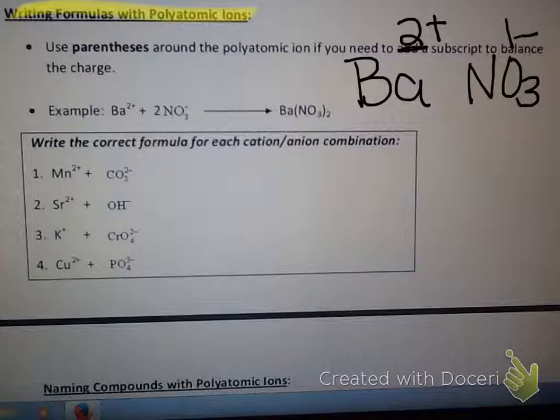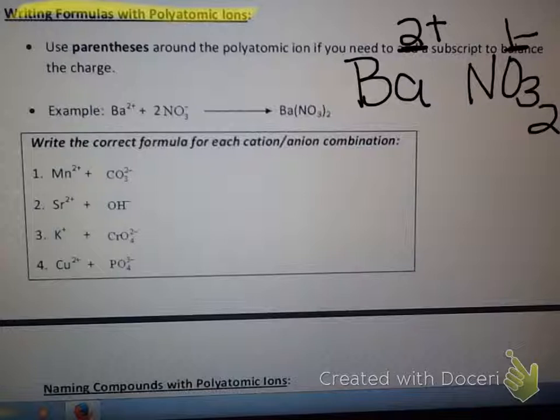You could bring the integers down, so the 1 and the 2. We typically don't write the 1, so we won't write that. But we're going to bring the 2 down here, okay? And we're going to put the 2 here. Now, there's a problem here. There's already a 3 as a subscript for nitrate.